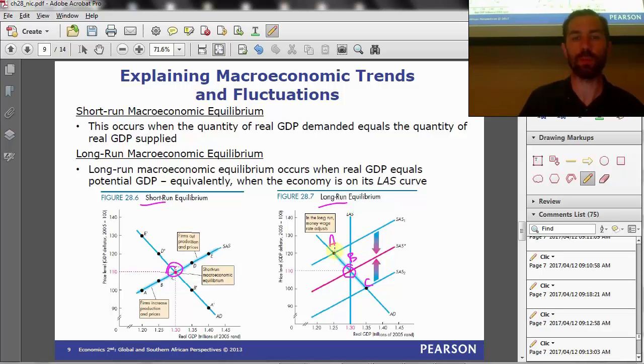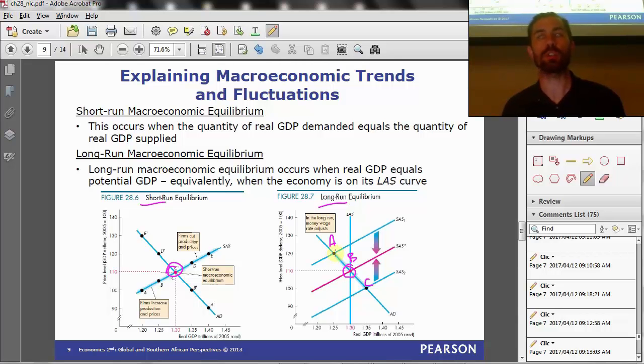And it'll always be, if we're moving from point A to point B, it's because our input costs must fall. And if we're moving from point C to point B, it's because our input costs must rise. Okay? So here, if we're away from long-run equilibrium at point A, it's saying that our input costs are high relative to aggregate prices, and at C, it's saying that our input costs are low relative to aggregate prices.